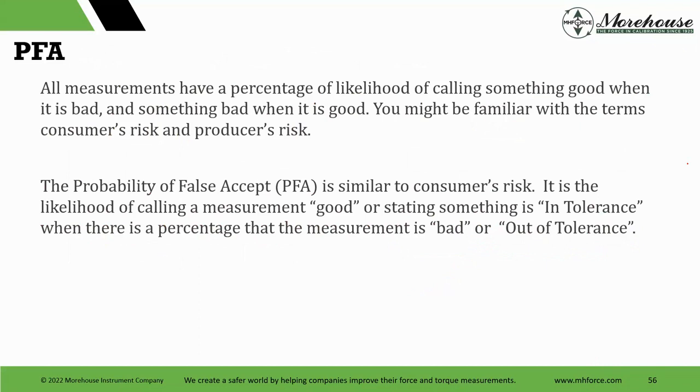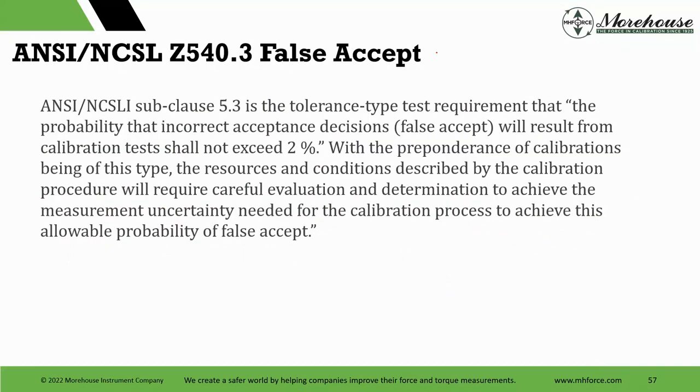You know, all measurements have a likelihood of calling something good when it's bad and something bad when it's good. Consumer's risk, producer's risk. PFA is similar to consumer's risk. It is the likelihood of calling a measurement good, or stating something is in tolerance, when the percentage of measurements is bad or out of tolerance. So NCSLI goes on and talks about PFA, 2%, everything else. Don't know if you need to do that anymore. Align with ILAC G8. It's there to read.